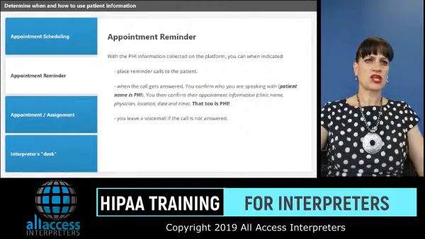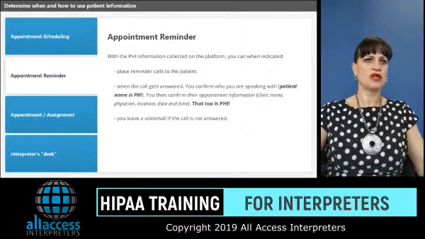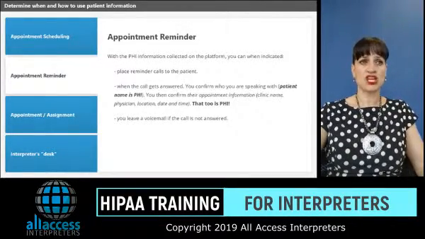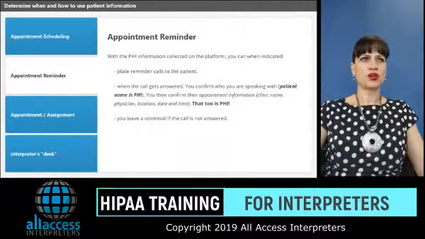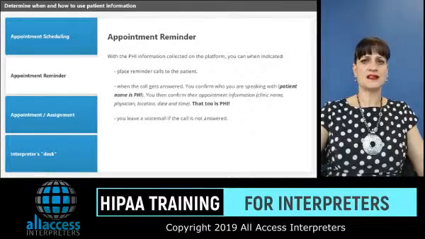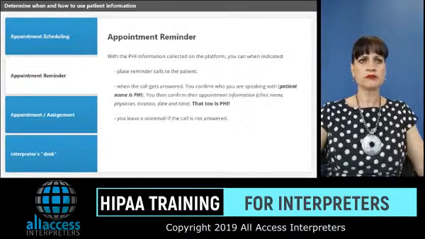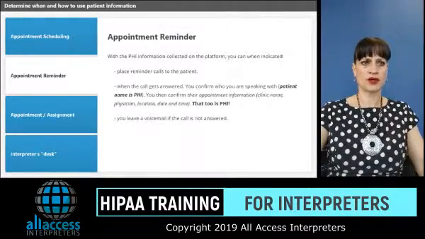With the PHI information collected on the platform, you can, when indicated, place reminder calls to the patient. When the call gets answered, you confirm you are speaking with the patient because their name is PHI. So when you're confirming, you do want to specifically ask if the patient is available or if you are talking to the patient. If you do not know who you're talking to, you should not divulge any kind of information. If it's for a child, then make sure that you are asking to speak to a parent or guardian of the child in order to confirm the appointment.